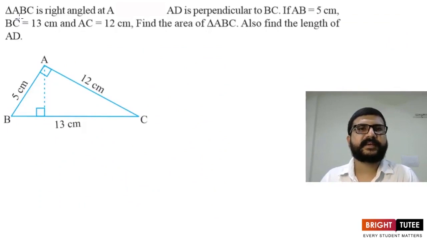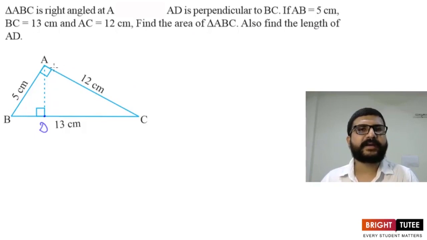The next question is, triangle ABC is right angled at A. As we can see here in this figure, a triangle ABC is given and it is right angled at A. AD is perpendicular to BC. So this vertex here is D. So AD is perpendicular to BC. If AB is 5 centimeters, here it is marked AB as 5 centimeters, and BC is 13 centimeters and AC is 12 centimeters. Find the area of the triangle ABC. Also find the length of AD.